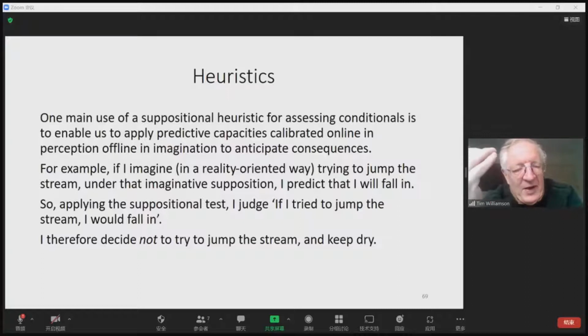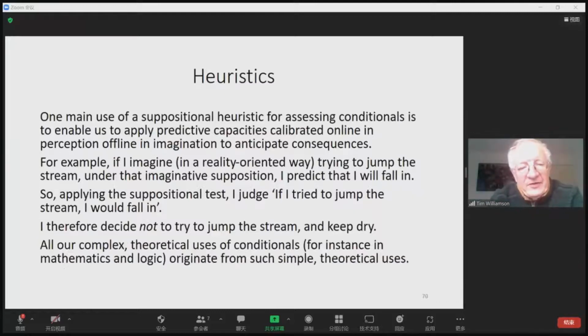So this is a way in which we can, as it were, not have to learn by mistakes, but avoid the mistakes once we've got a certain amount of experience. And the suppositional heuristic is valuable for exactly that kind of thing, because it is extracting conditionally expressed information from our cognitive capacities. And so we're getting, if I try to jump the stream, I would fall in, which is exactly what I need to know in order to decide not to try to jump the stream.